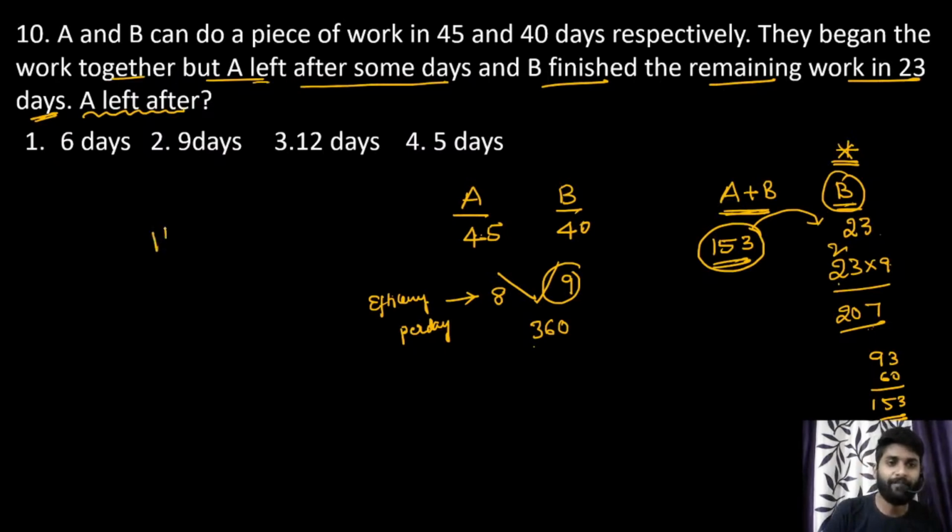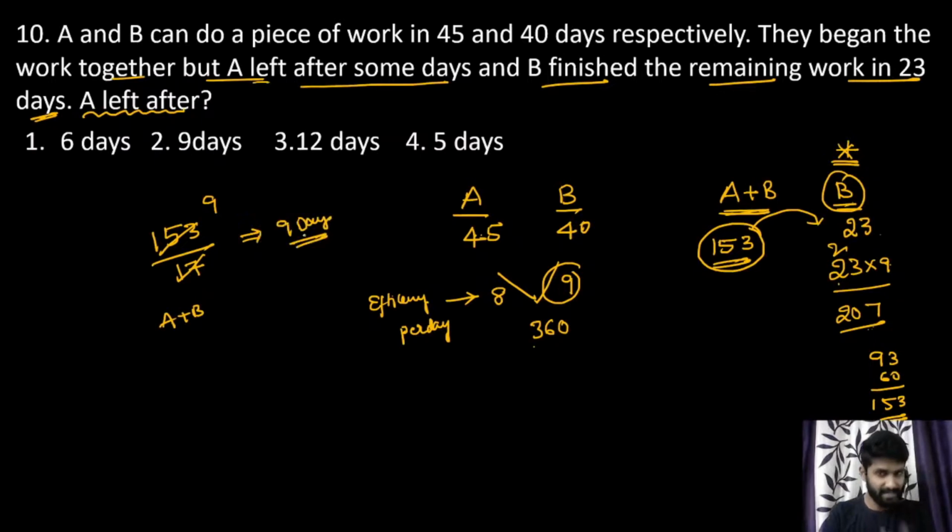Now see, 153 units were done by A and B together. We know the efficiency: A performs 8 units per day, B performs 9 units per day. Together they perform 17 units per day. 17 nines are exactly 153. So what is your observation? A and B worked together continuously for 9 days, which means after 9 days A left the work. Clear information?